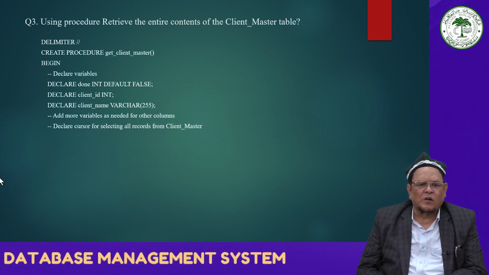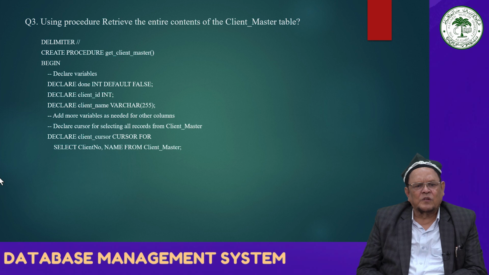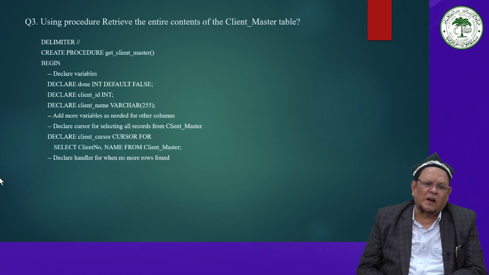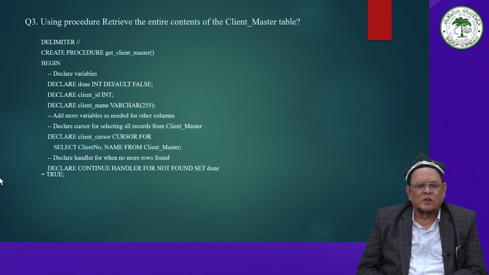So you can declare a cursor for selecting all records from client master. This is a comment statement. Here is how you will write it: declare client_cursor cursor for select client_number, name from client_master. Then you have to declare the handler for when no more rows are found. How do you write it? Declare continue handler for not found, set done = true.